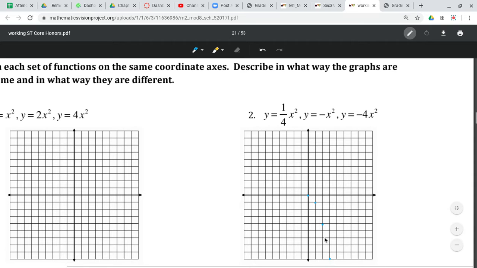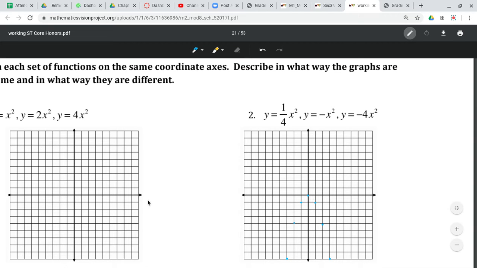Now, because it's a parabola, it's symmetric. So negative 1 is also going to be at negative 1. Negative 2 is also going to be at negative 4. And negative 3 is also going to be at negative 9. So this is our parabola.